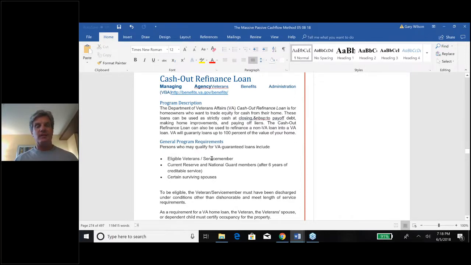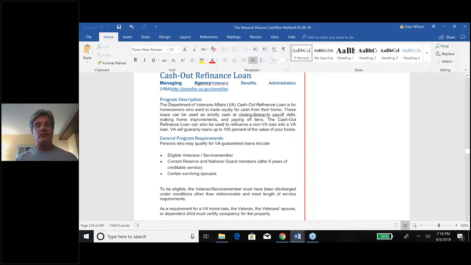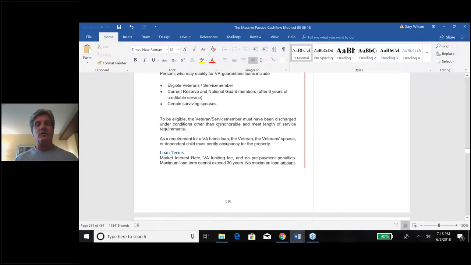So in any case, in order to qualify, obviously you need to be a veteran or service member, current reserve, National Guard, and sometimes certain surviving spouses can also qualify under certain circumstances, okay? So if you are truly a veteran, if you're retired, you have to have been discharged. You have to have an honorable discharge, I guess is what I'm getting at, okay? And there's length of service requirements too.